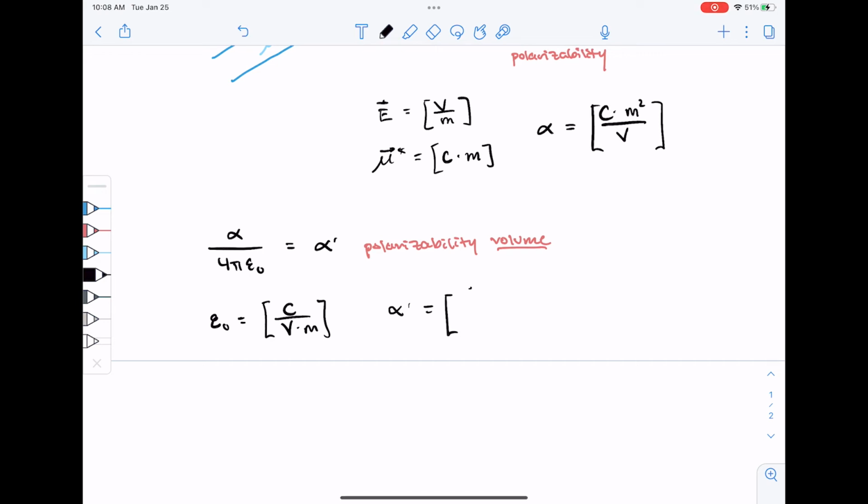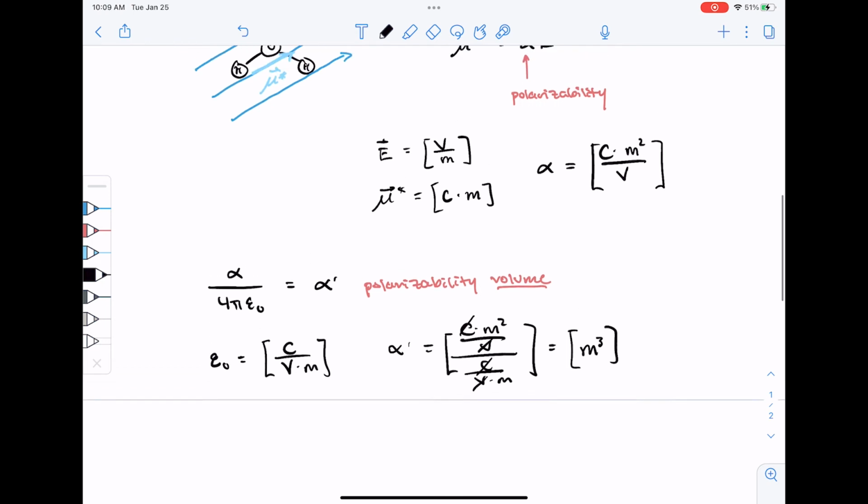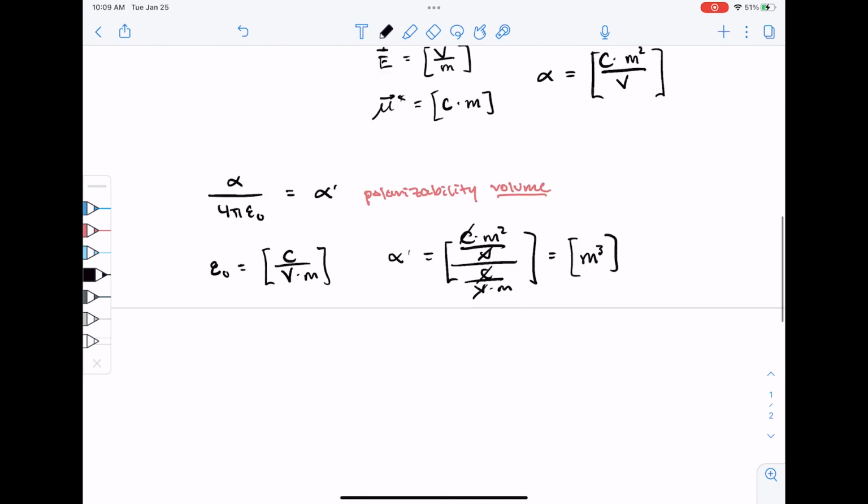of coulomb meters squared over volts over coulombs over voltmeters. The coulombs and the volts cancel, and then meters goes on top, which means the units of alpha prime is volume, and so that's why it's called polarizability volume. So now that we know the concepts, you'll actually see that in most tables, or when you're looking up the polarizability of a molecule, you'll see that it's given as the polarizability volume alpha prime.